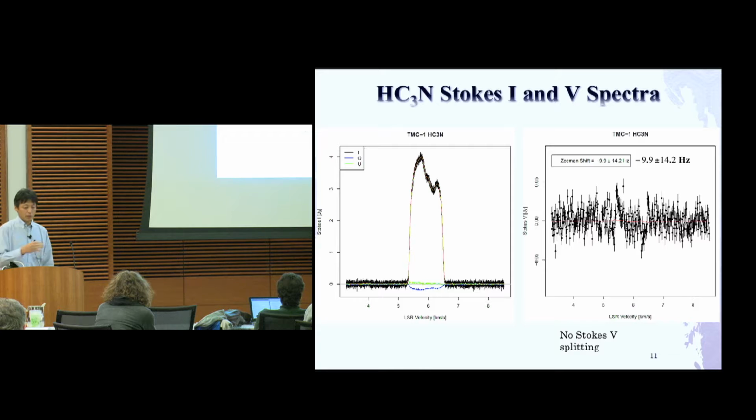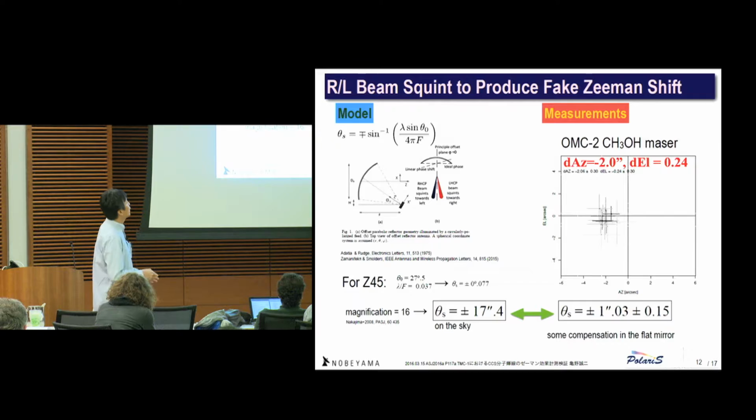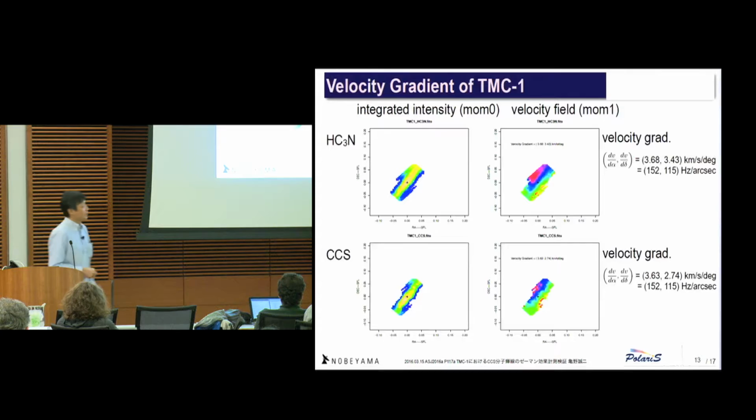So I'll tell you some details of how we applied the beam squint correction to obtain this result. Our bottom line is that our system has a beam squint of about 2 arcseconds, mainly along the azimuth direction. We obtained this value by observing the methanol maser of OMC2. And we also obtained the velocity gradient of TMC1 from the OTF data of CCS and HC3N, and applied the beam squint correction.